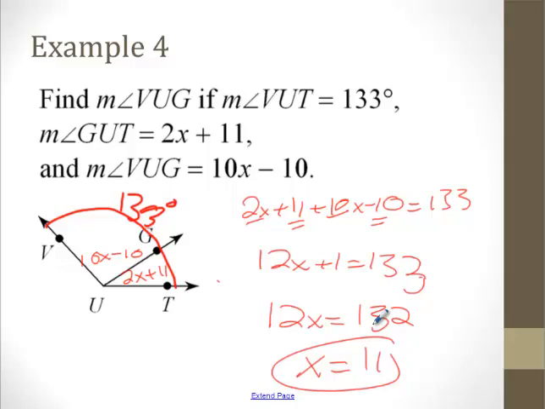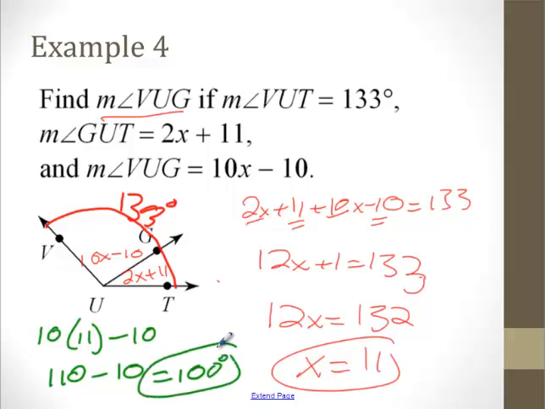X is 11. Now, remember back a couple videos ago, just because x is 11 doesn't mean we're done. The question actually asks find angle VUG. So we're going to take x and we're going to plug it in. So in place of x, I'm going to plug in 11. 10 times 11, 110. And I get 100 degrees.